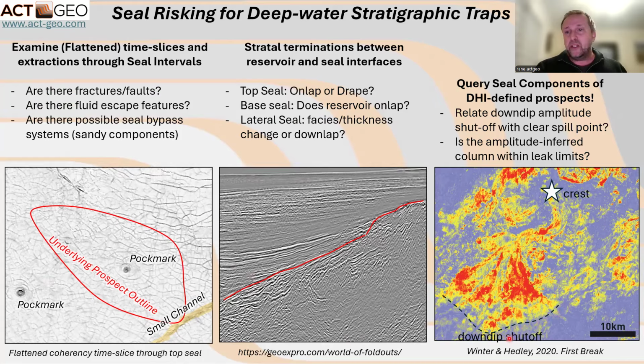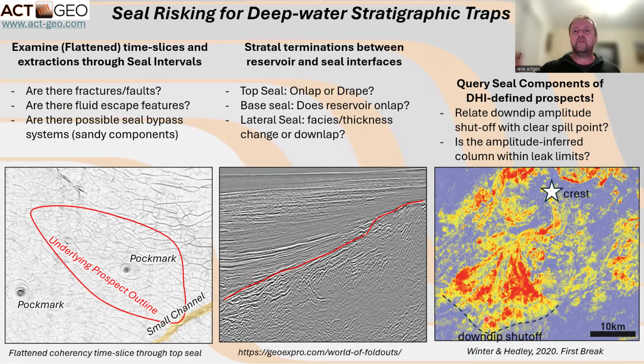Now, what you should do is see if you can find the spill points in the lateral or top seal or the base seal that would correspond to a shutoff here. If you can, that just gives you more confidence that the amplitude is holding together with what the spill point would be, because that's really what it is. And if it's not the spill point, then this would have to be defined by leak at the crest. So then you go, well, if this is my ultimate shutoff of amplitudes here, what is the column height that I'm building?